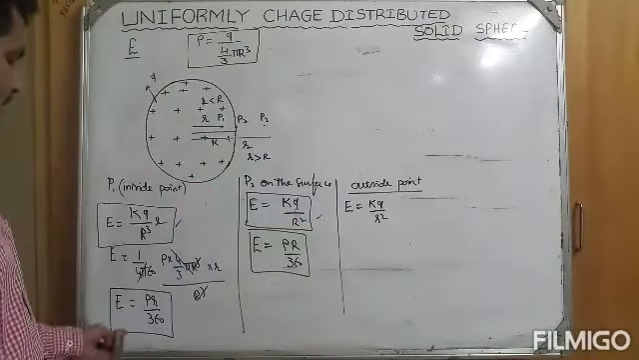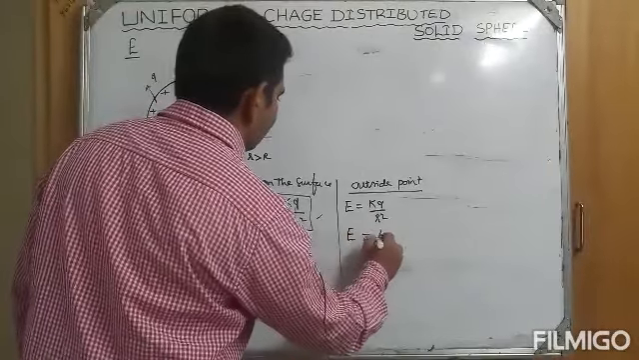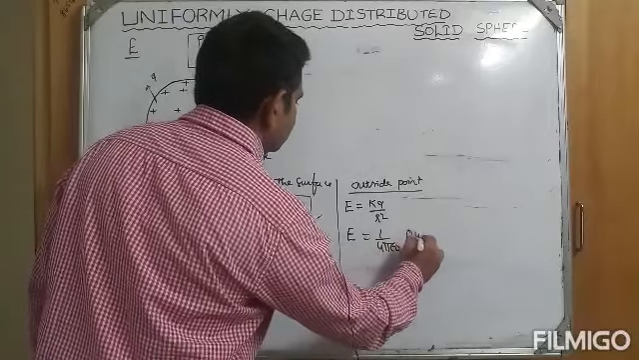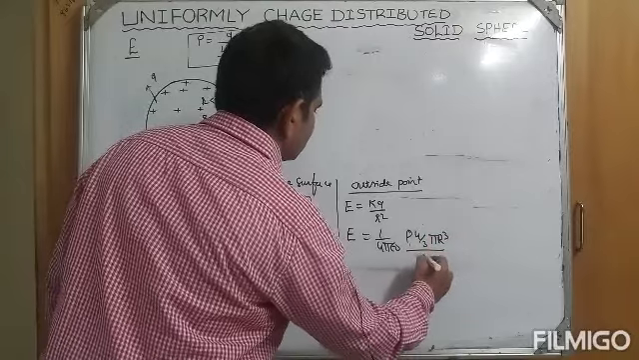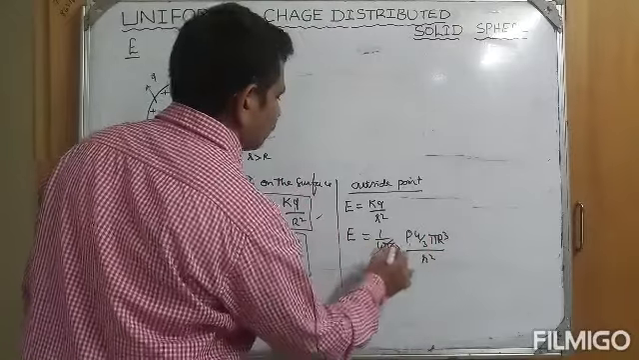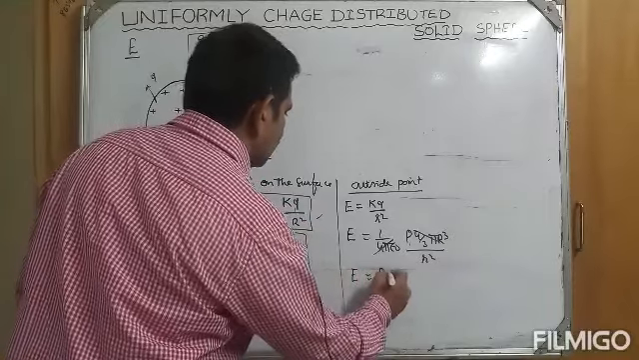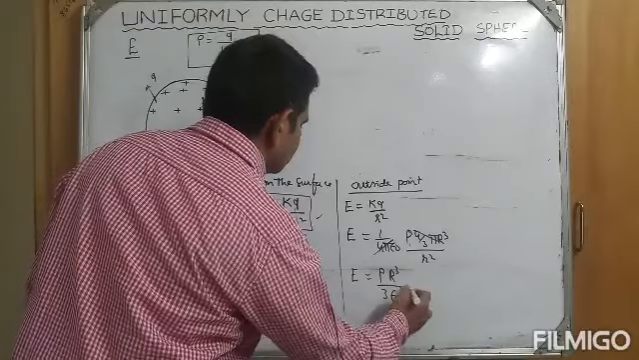Understand? So if you put Q equals 4 by 3 pi R cube rho, then rho into 4 by 3 pi R cube by r square. What is left? 4 pi cancels. E equals rho R cube by 3 epsilon naught small r square.